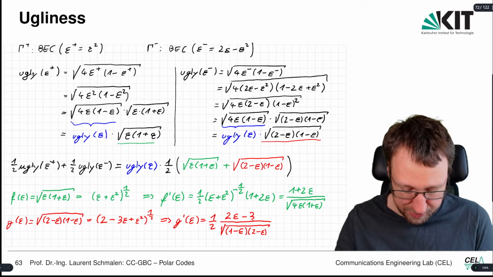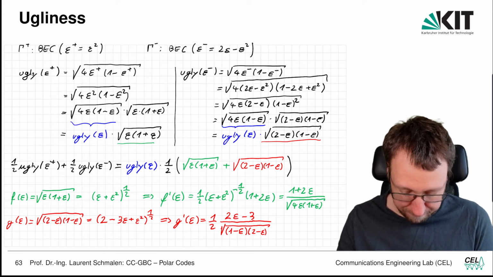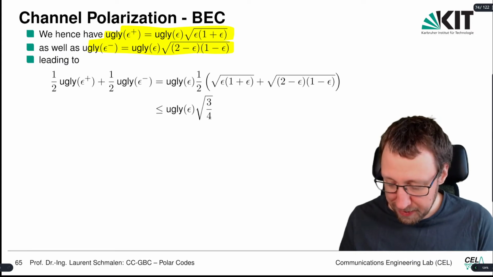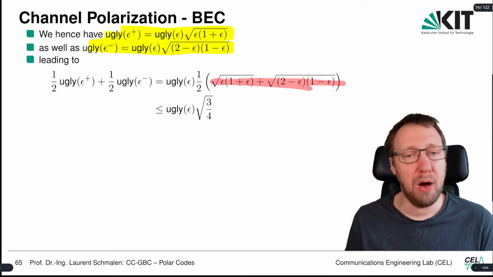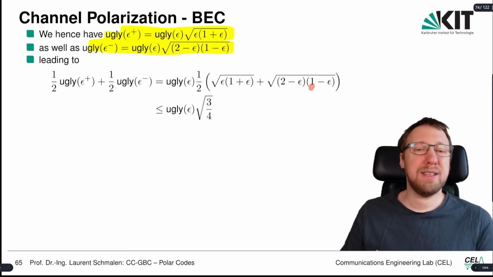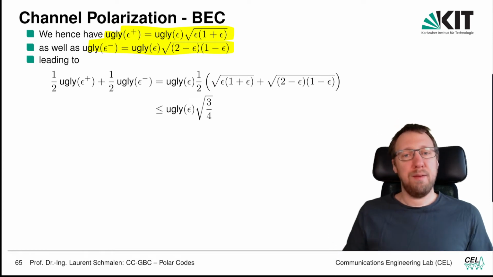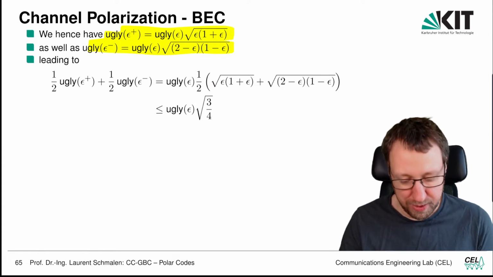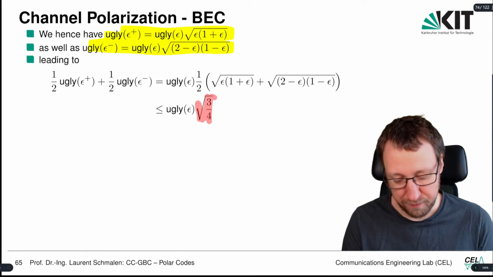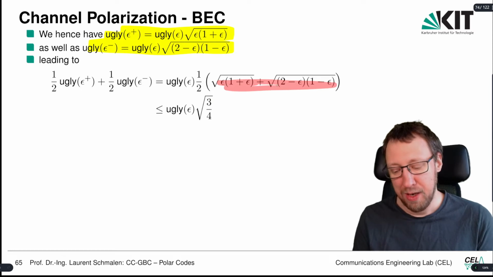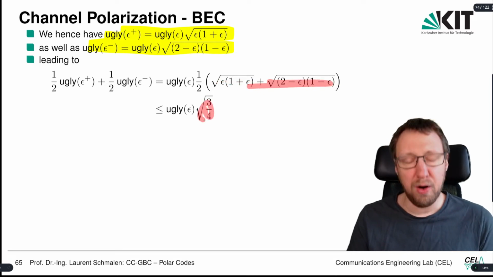Now let me check. Okay. So by looking at this term, we get this expression, and we saw that we can bound this by looking at where the maximum of this function is. So it's a concave function. Looking at the maximum, find the maximum, insert, and it will lead to the square root of 3/4. So if we plug in epsilon equals 1/2, this will give the square root of 3 over 4.